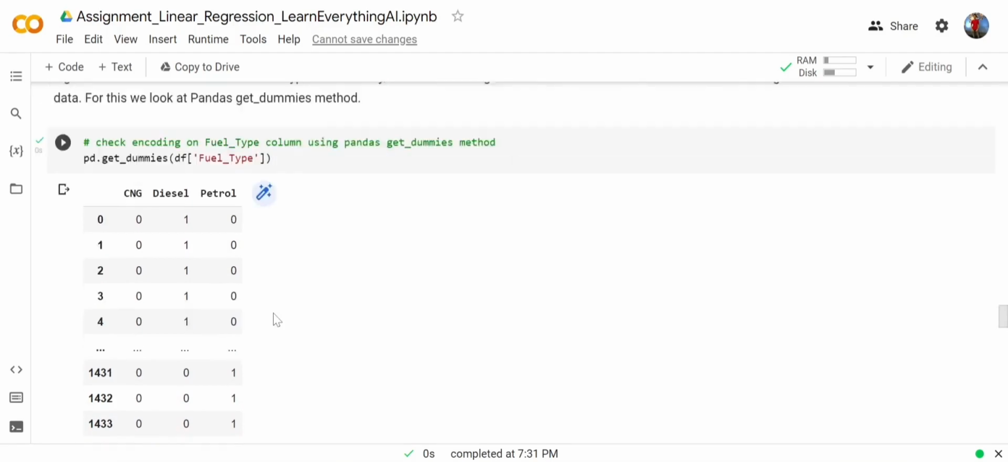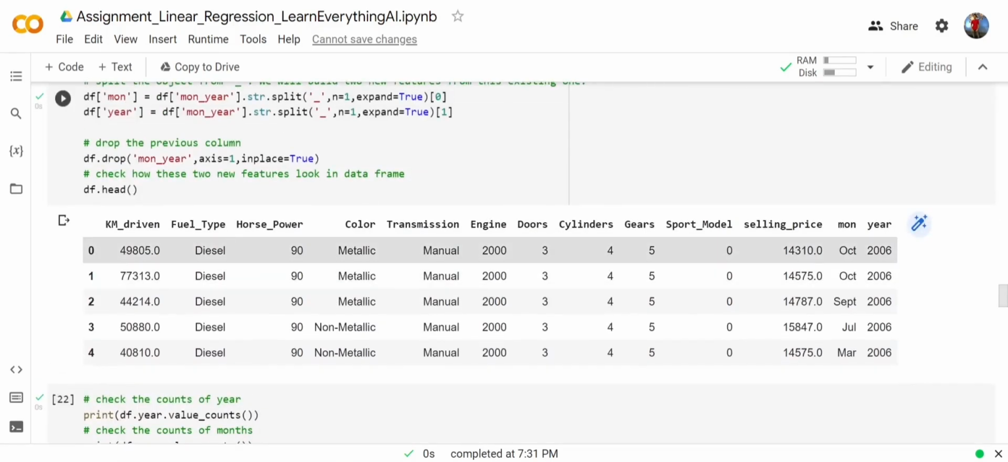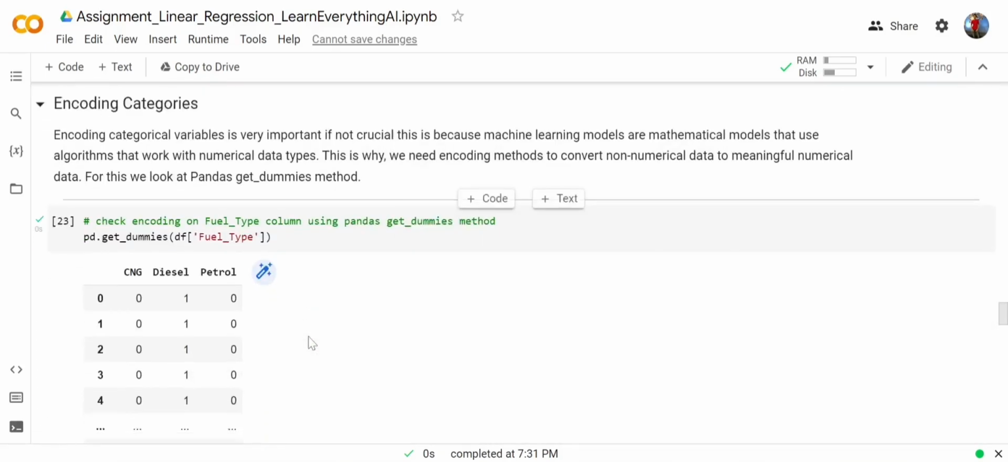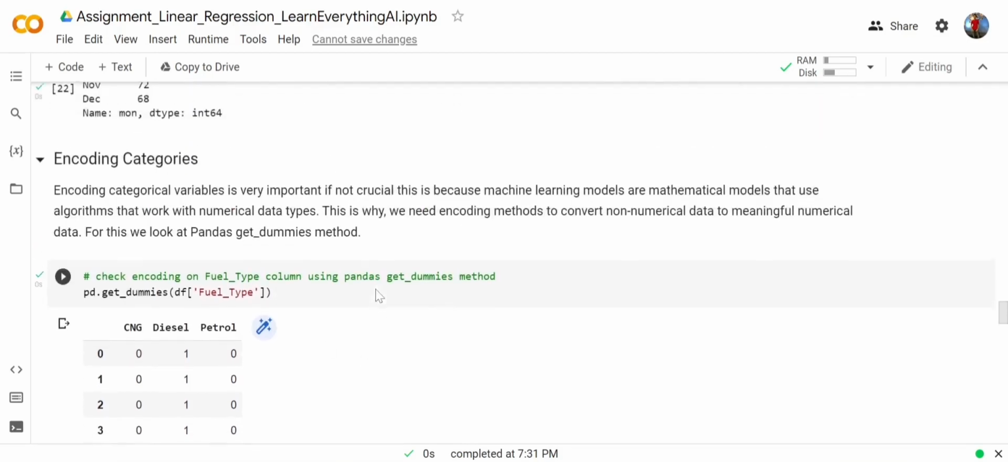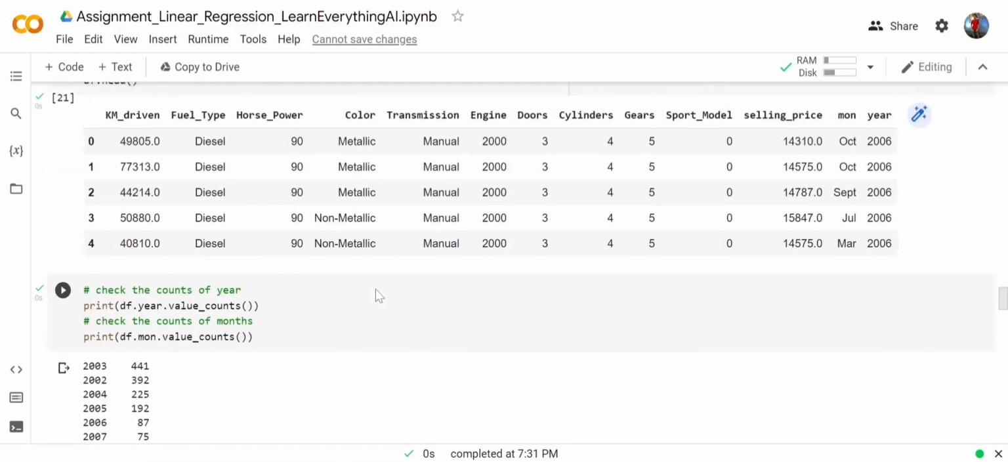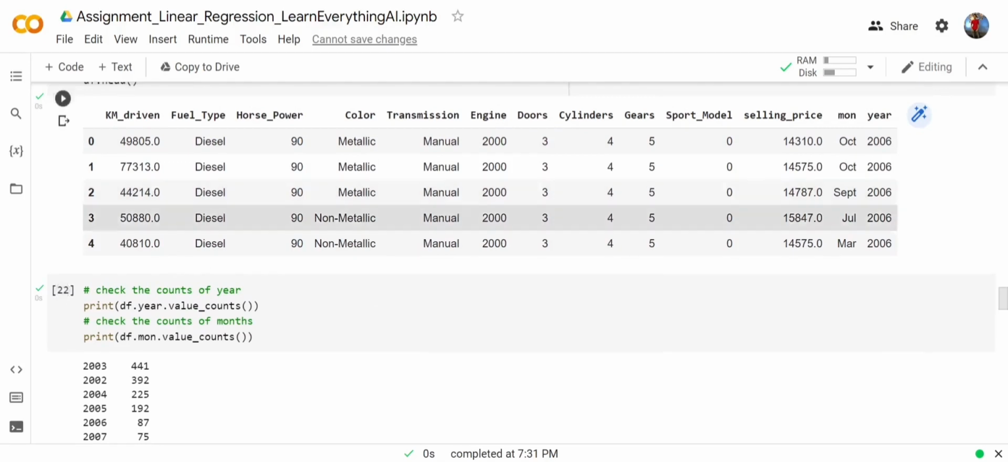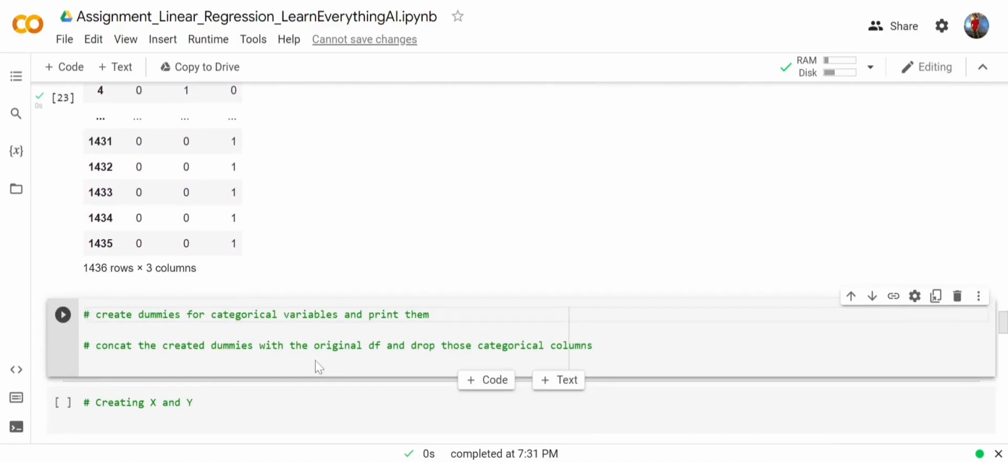For the first row, we can see that the type of the car is diesel, and that is why it has done the following thing. CNG is assigned value 0 for false, petrol is assigned 0 for false, and diesel is given value 1 for true. So basically, it is a kind of binary encoding where true is given value 1 and false is given value 0. Whatever type is present, we get the value of that particular variable assigned to 1.